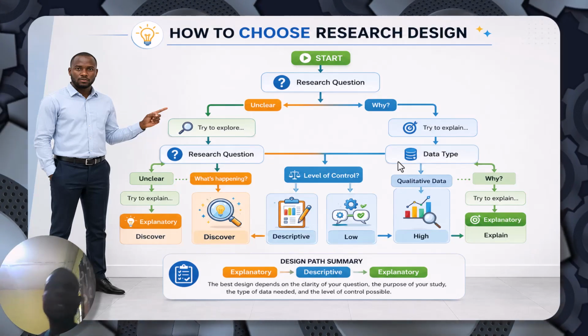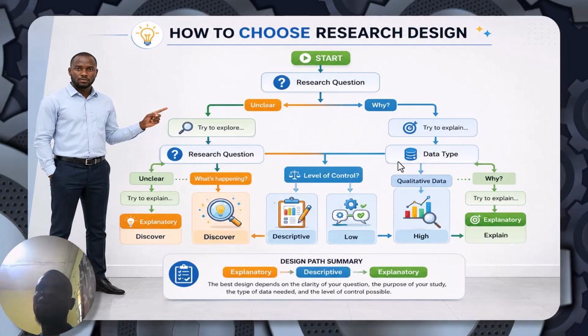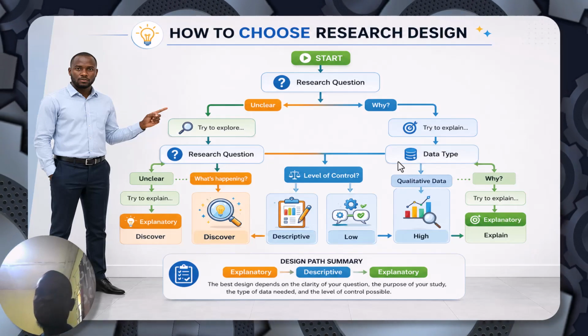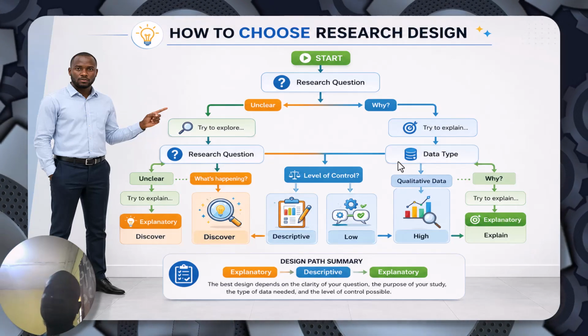The fourth factor is the level of control you need. If you want to establish cause and effect, experimental design is the best option. If not, correlational or descriptive design may be enough.